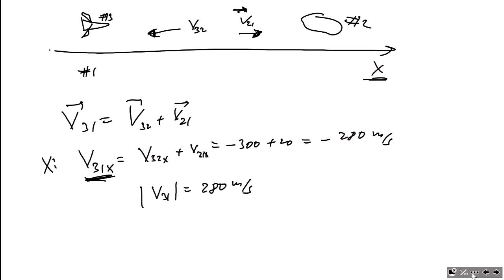When you're not sure how to apply the tail to head rule, how to add vectors geometrically, you can always switch to components. Components never lie. People do. Components don't.